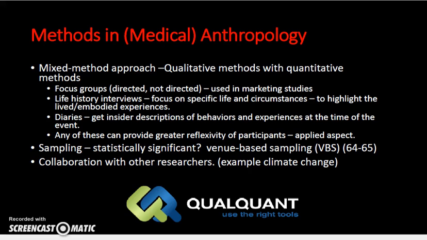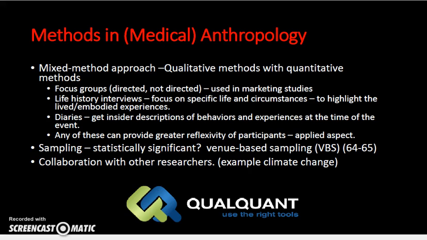Singer and Bear also note the issue with finding statistically significant populations, and how exactly that's done in terms of sampling. Who do you select to inform? Do you get to a theoretical saturation where you're not getting any new information, where you have a broad representative of the population? And they highlight one such model, venue-based sampling, or VBS, that they discuss further on pages 64 and 65.